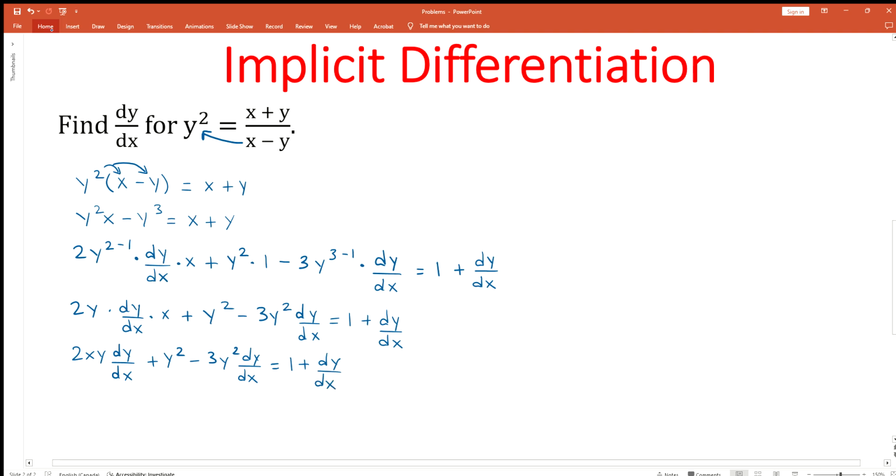Next, we have to gather the terms with dy over dx. We should move y squared to the right side of the equation and it will change to negative y squared. We can move dy over dx to the left side of the equation and it will change to negative dy over dx.